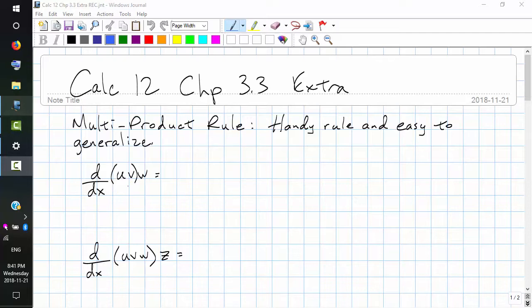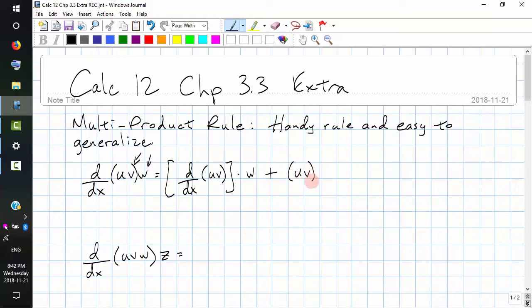So we're going to take the derivative of u times v times w. We already have a rule for uv, so that's why I put it in brackets. We want to use the product rule on this factor and this factor. So we're going to do d dx of uv times w. So we're doing the derivative of this times this, and we're going to add this to uv times w prime. So this is the product rule.